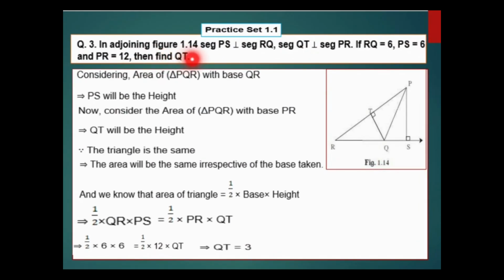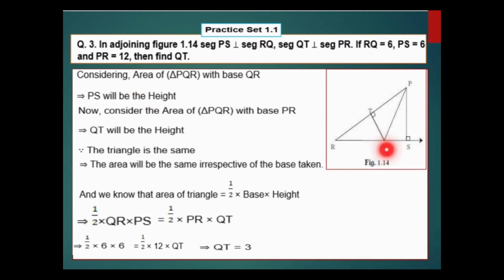In the adjoining figure 1.14, PS perpendicular to RQ. If RQ equals 6, so here RQ is 6, PS is 6, and PR equals 12, then find QT. So we have to find this QT.